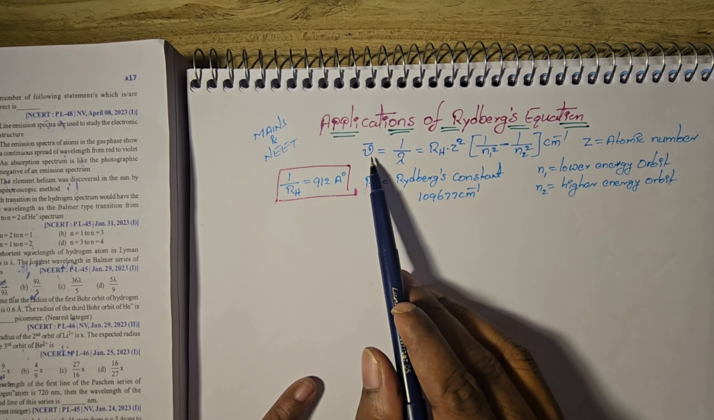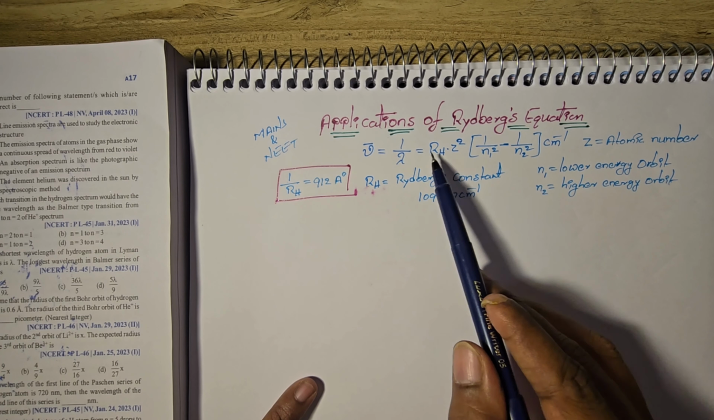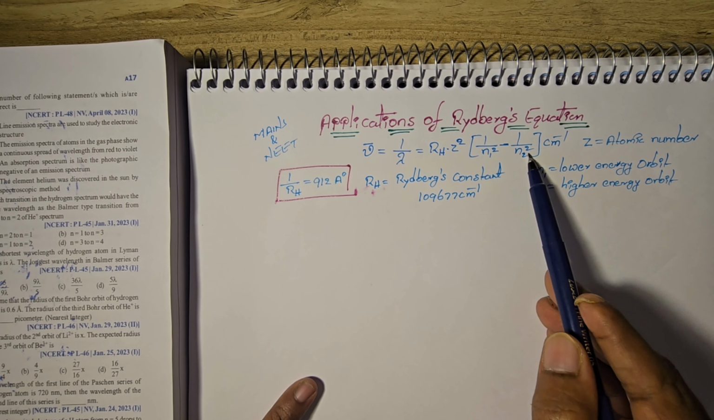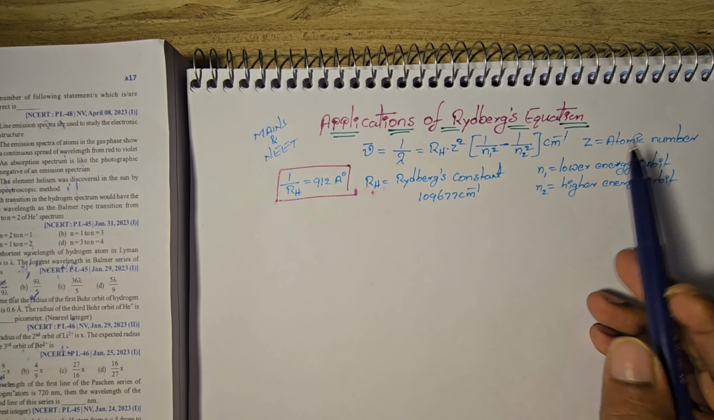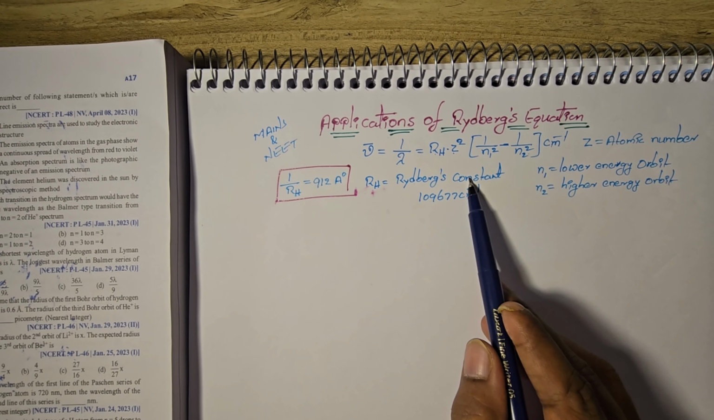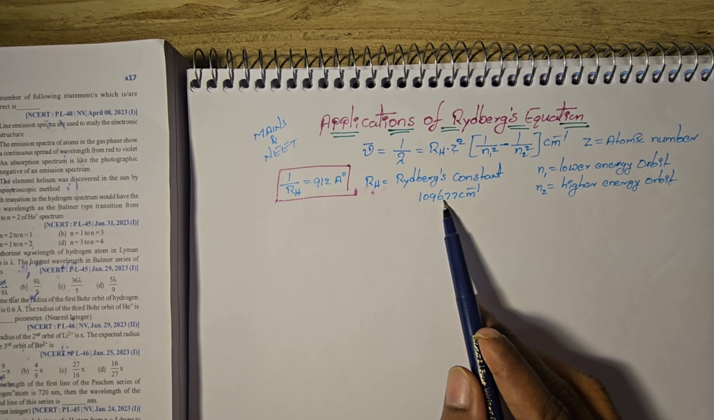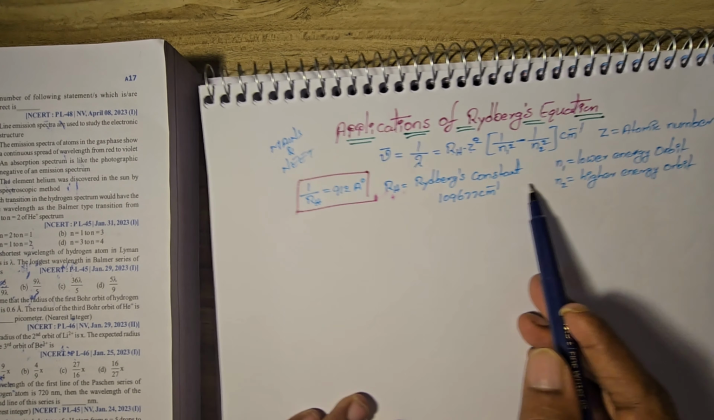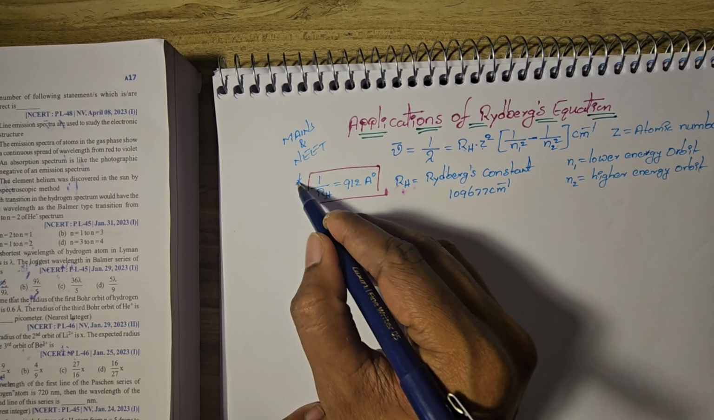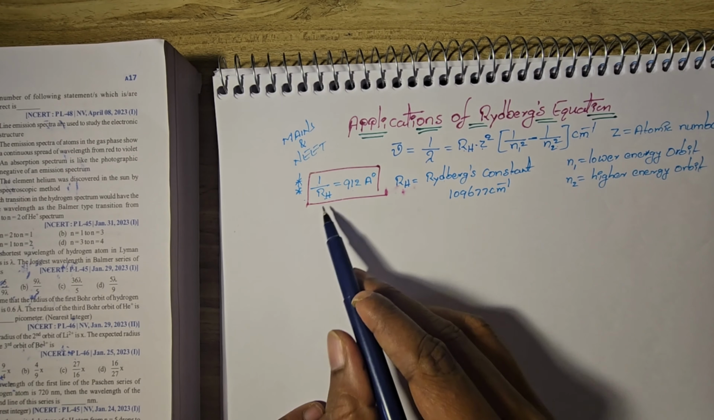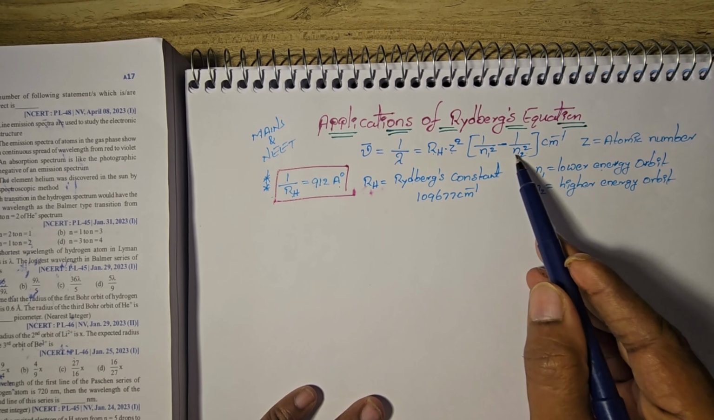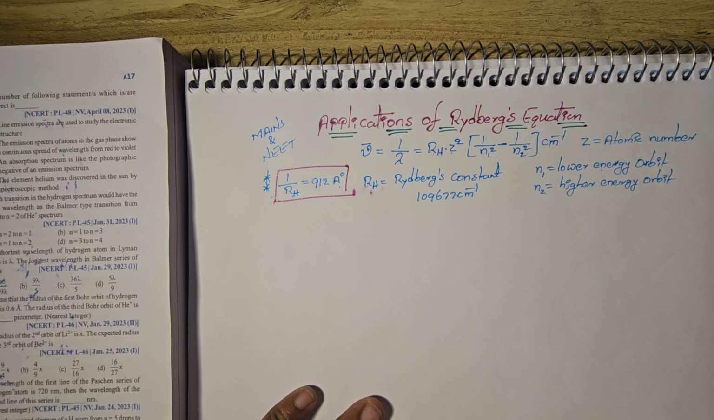What is the Rydberg equation? Nu bar equal to 1 by lambda is equal to RH into Z square into 1 by N1 square minus 1 by N2 square, in centimeter inverse or Hz. Here Z indicates atomic number. RH indicates the Rydberg constant, whose value is 1,09,677 centimeter inverse. 1 by RH value is 912 angstroms. This representation is important from the problems point of view. Here N1 indicates the lower energy orbit, N2 indicates the higher energy orbit.